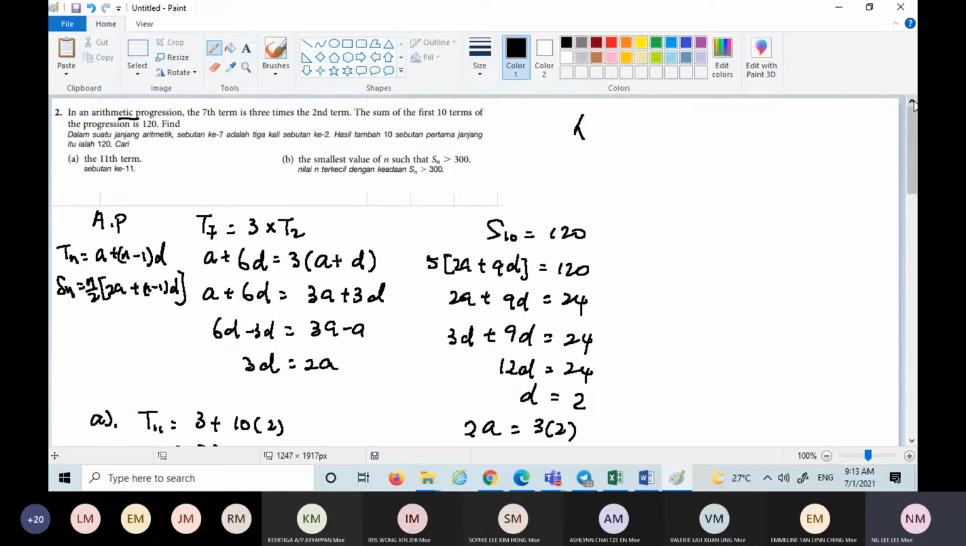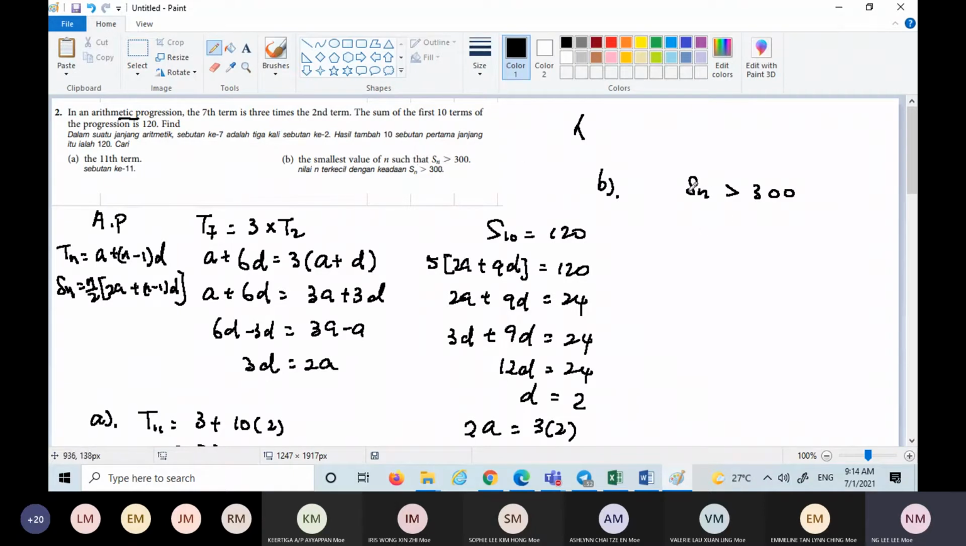Now we come to part B. I write it here: the smallest value of n such that Sn is bigger than 300. We don't care about the smallest value of n now. We solve this inequality first, and only at the end we analyze the smallest value of n.